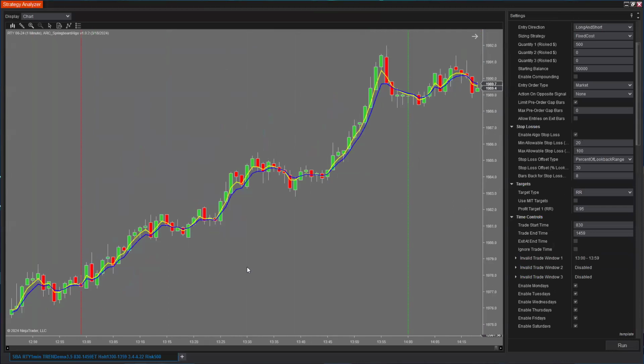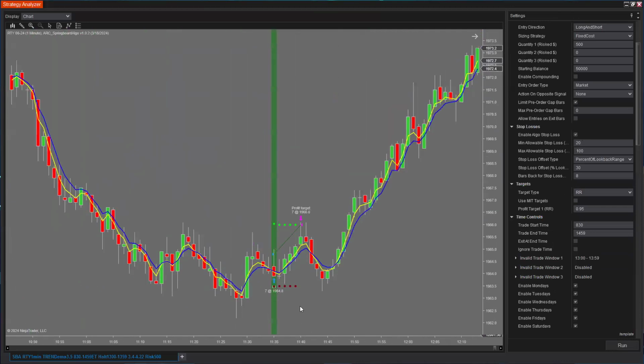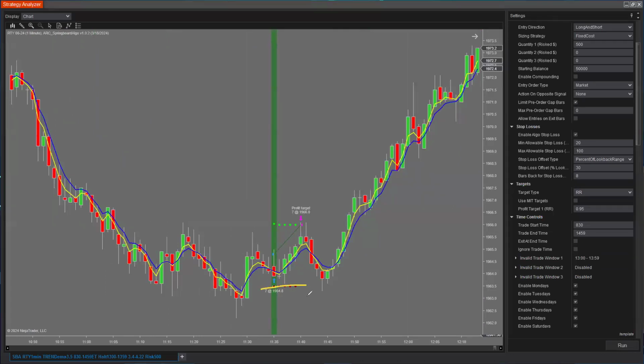Enable algo stop loss. Let's go back to our trade. So algo stop loss means you're letting the algo determine where the stop is going based on price action, not based on number of ticks, right? Number of ticks, no. Price action, yes. Cool. So if you are using that, it's going to give you a minimum allowable, which we already looked at. It's also going to give you a max allowable, which is important.